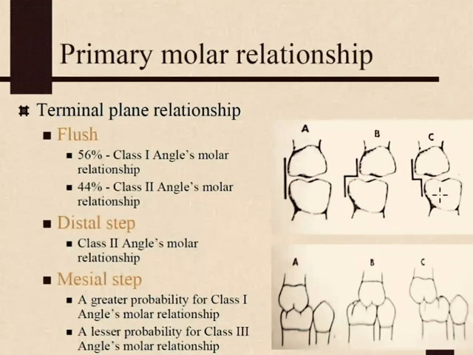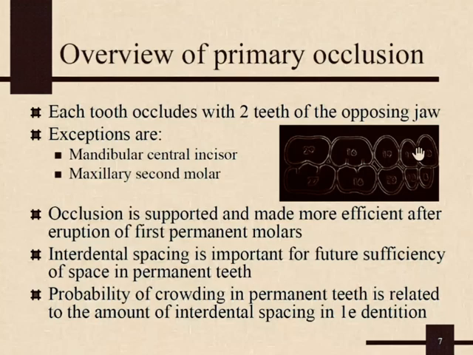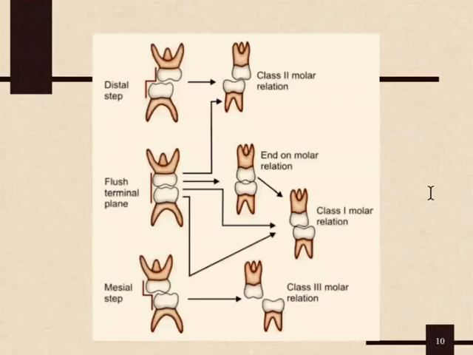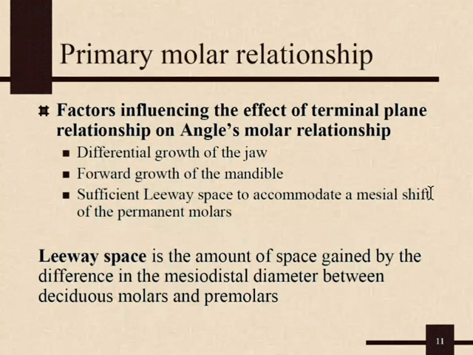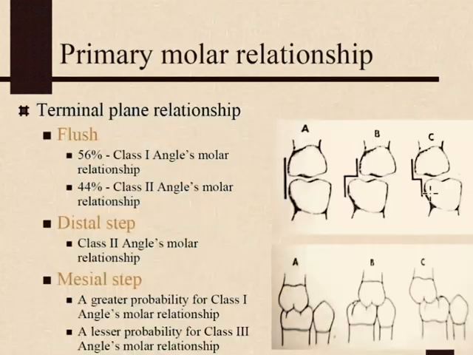Now we have the incisor relationship, and we have what is called the molar relationship. I will tell you about the incisor relationship. Normally in deciduous teeth we have what we call real spacing, and the deep bite between the upper and the lower.